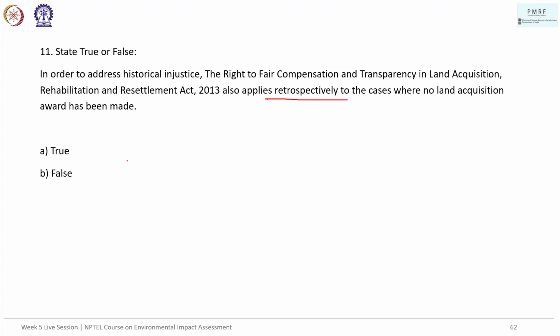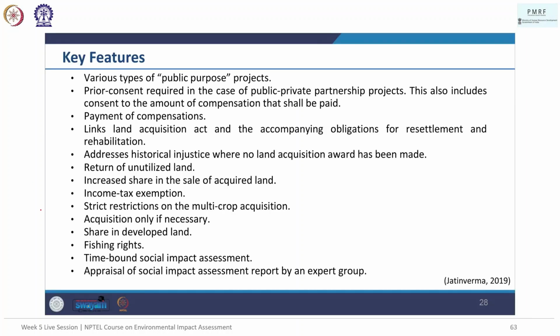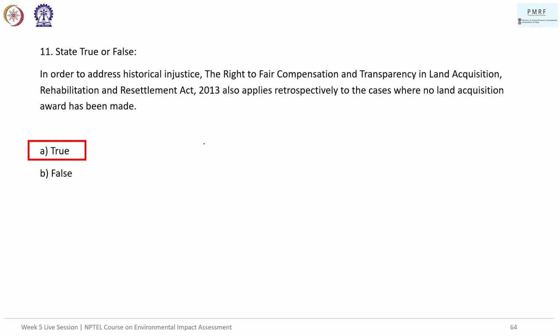Okay. We have one answer. Any other responses? Yeah, you are right. So it does apply retrospectively, right? So the answer is true. Usually, most acts are not retrospectively applicable. Unless and until it is specified that it is a retrospectively applicable act, we don't really do this, right?